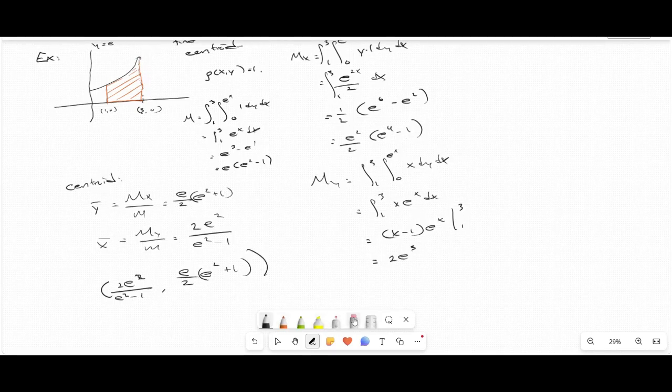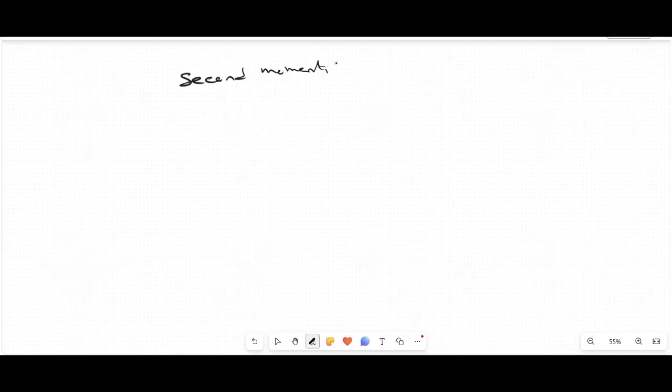Okay, so one more idea I want to cover, and we'll call it. Yeah, so they also call this the second moment, but this is also called the moment of inertia. Second moment, moment of inertia.